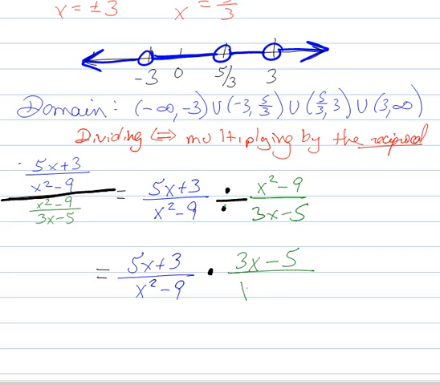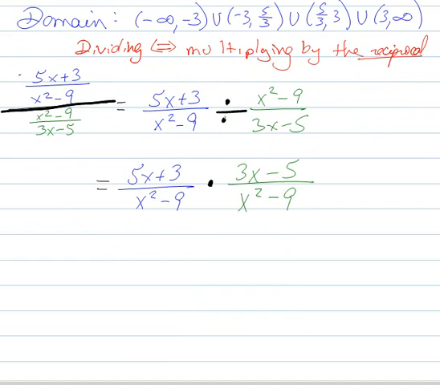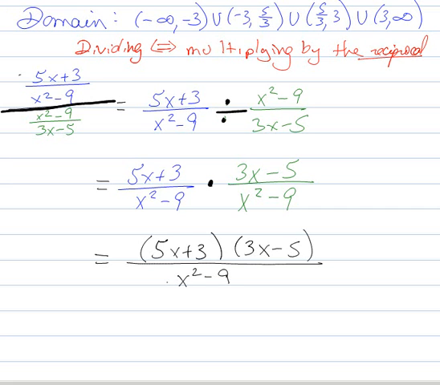Interesting. That's not that much better, is it? That's kind of a beast. And so if you're going to solve this, honestly, I think I would leave it in factored form. I got (5x plus 3) times (3x minus 5) all over (x squared minus 9) times (x squared minus 9), which is (x squared minus 9) squared.